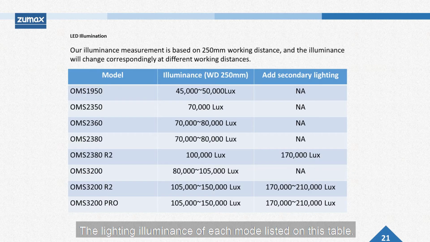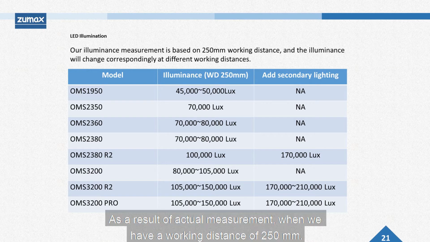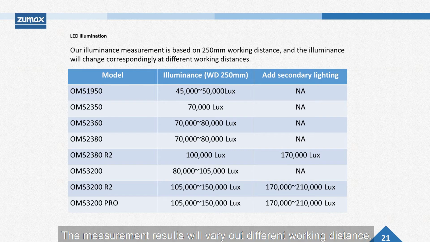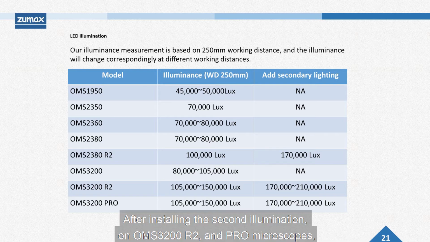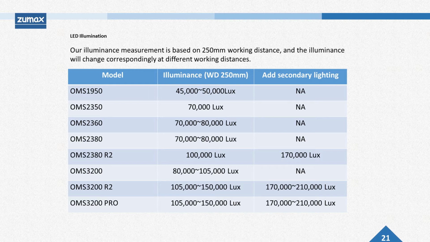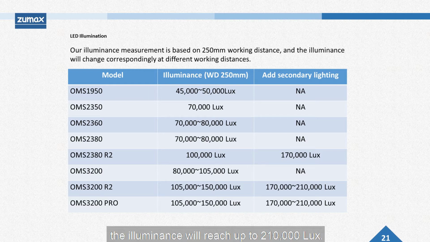The lighting illuminance of each mode listed on this table are the result of actual measurement when we have a working distance of 250 mm. The measurement results will vary at different working distances. After installing the second illumination on OMS 3200 R2 and the Pro microscopes, the illuminance will reach up to 210,000 lux.